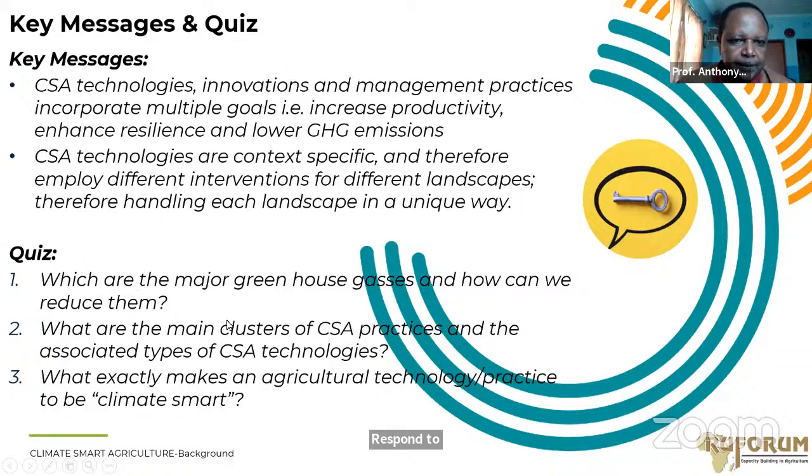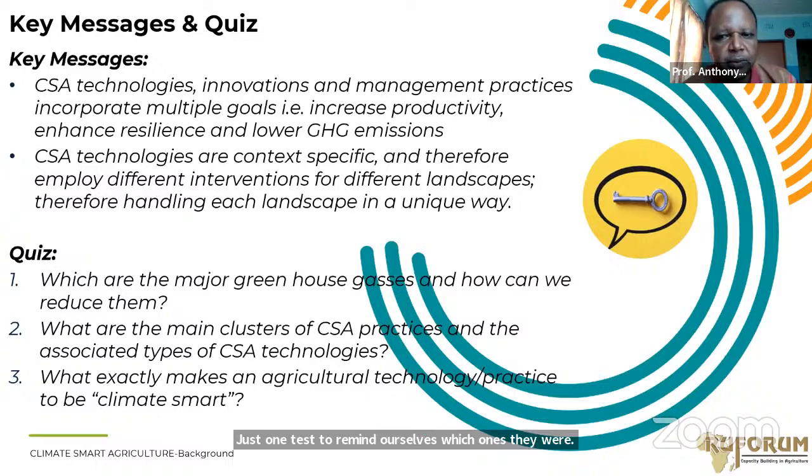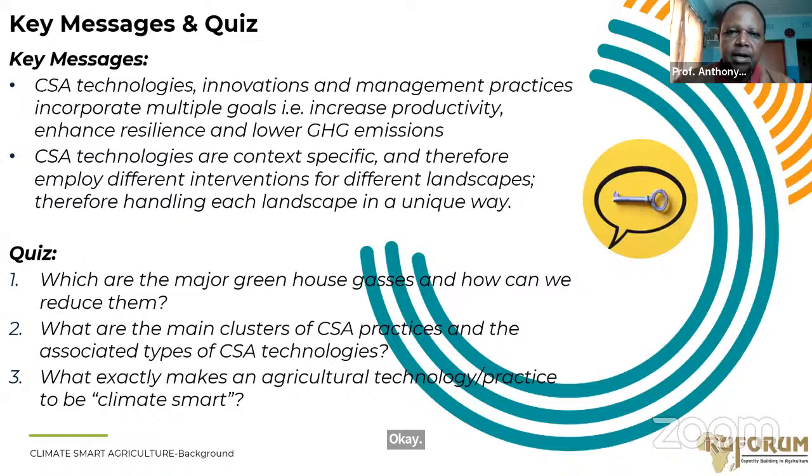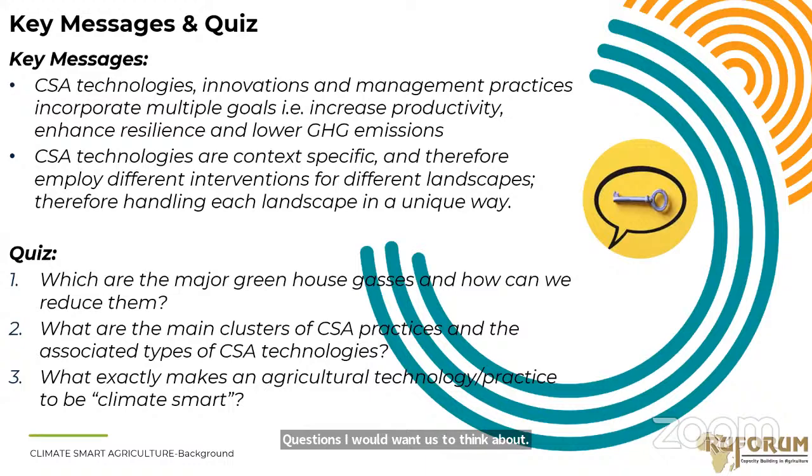We also had what we call the clusters of CSA. I had a lot of tables; those were mainly the clusters. I just want us to remind ourselves which ones they were, and of course, what exactly makes an agricultural technology or a practice climate smart. Those are the three questions I would want us to think about. There is a raised hand from Harriet. Harriet, please unmute yourself. We have allowed you to talk. Please go ahead.